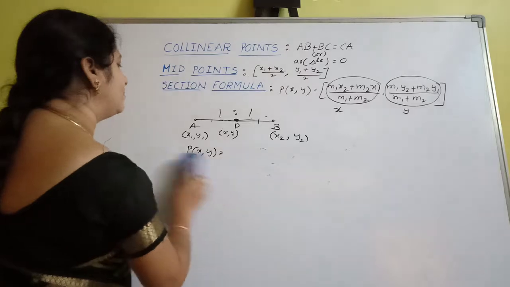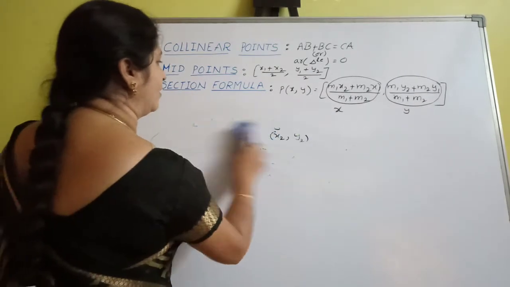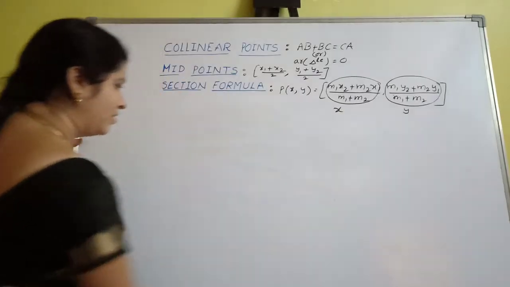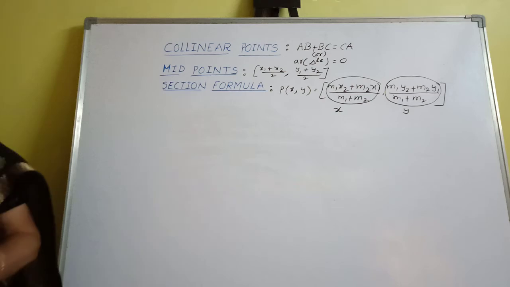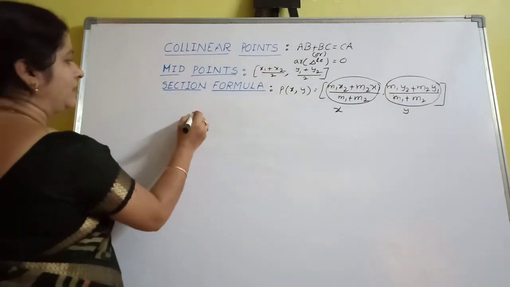Midpoint means it divides the line into two equal parts. By using this concept in your textbook, it is a 4 marks question. Find the coordinates of the points which divide the line segment.